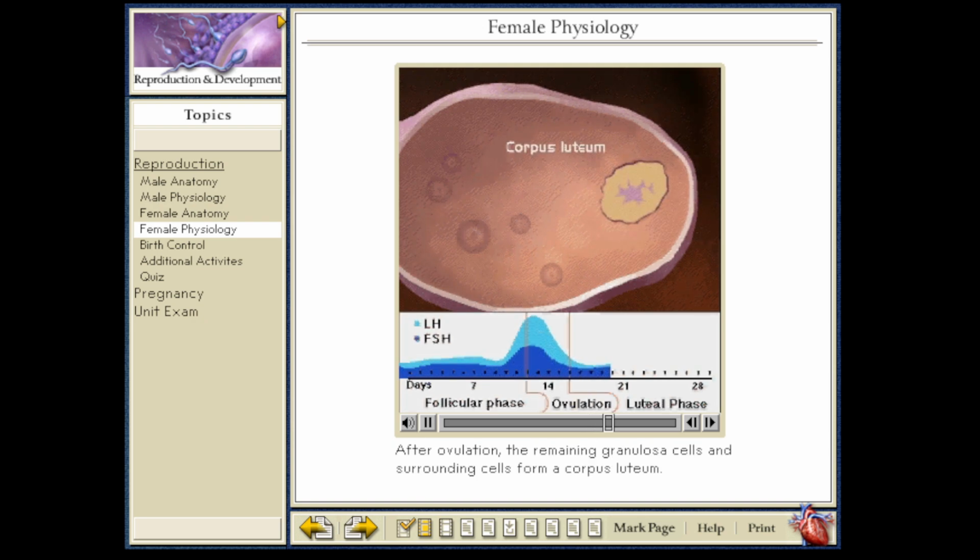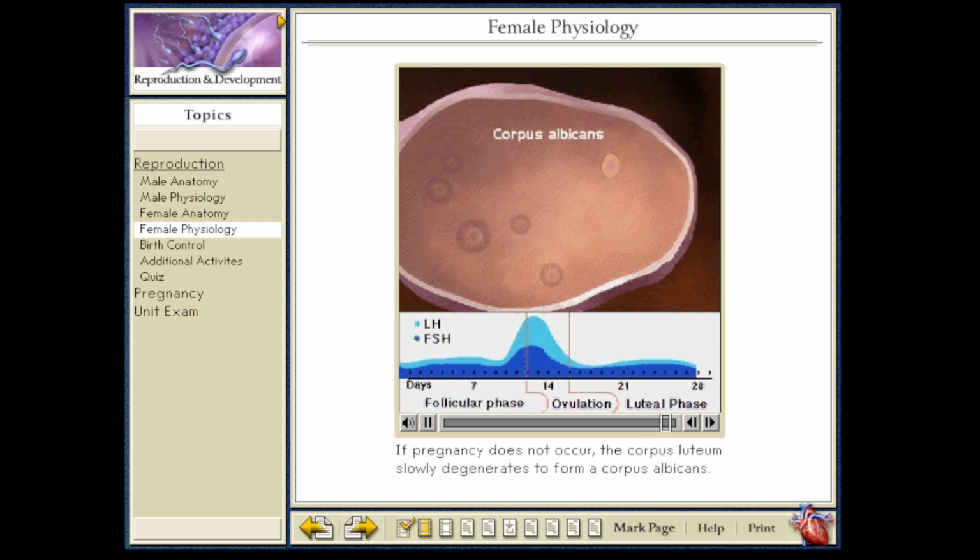After ovulation, the remaining granulosa cells and surrounding cells form a corpus luteum. If pregnancy occurs, the corpus luteum is maintained. If pregnancy does not occur, the corpus luteum slowly degenerates to form a corpus albicans.